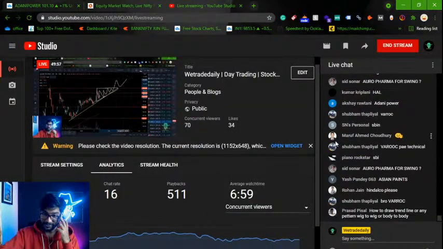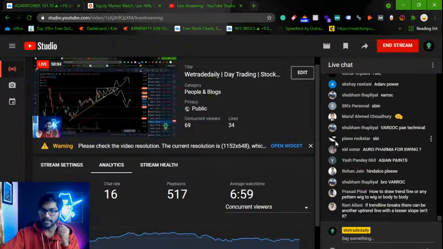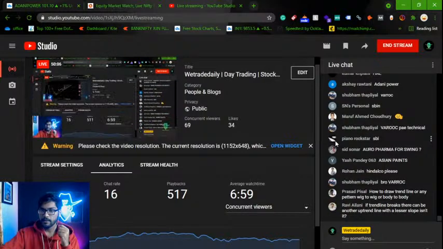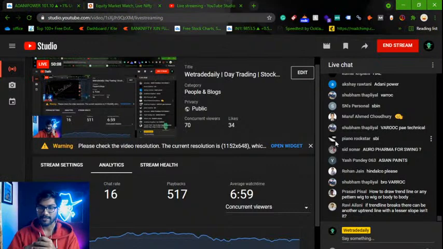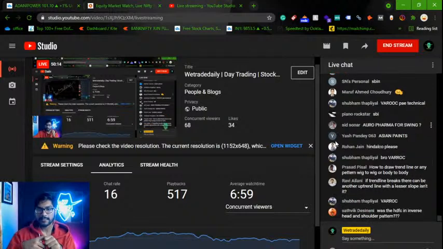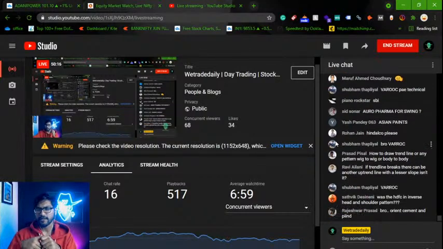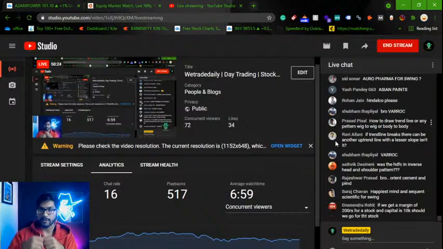Wow, so many questions. How do we draw trend lines or any pattern? That's a very long analysis. We'll keep it for some other day. If a trend line breaks, there can be another trend line with lesser scope, isn't it? My bad. Yes, if a resistance trend line breaks, then it will be an uptrend.